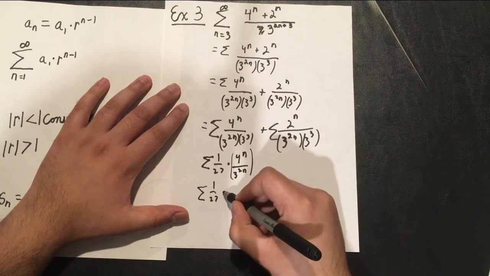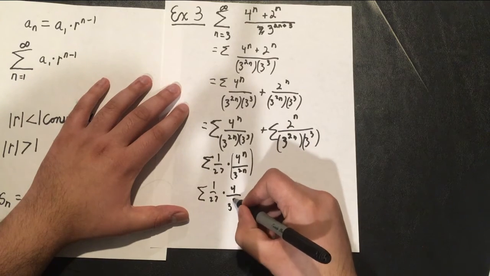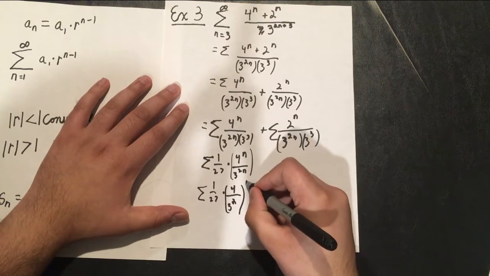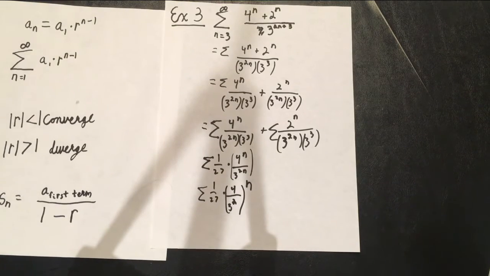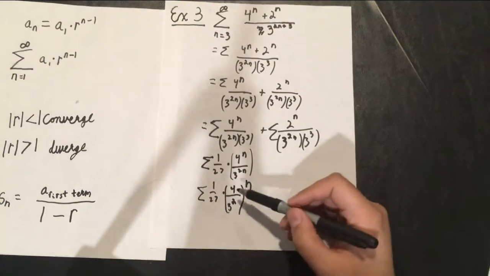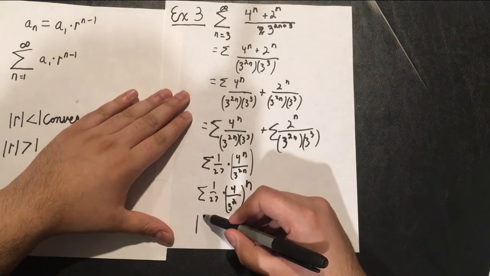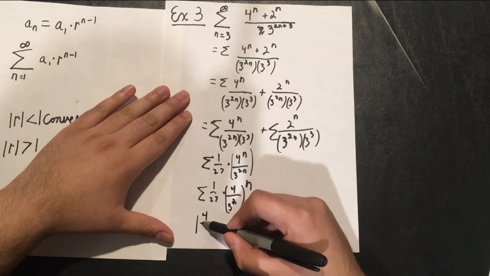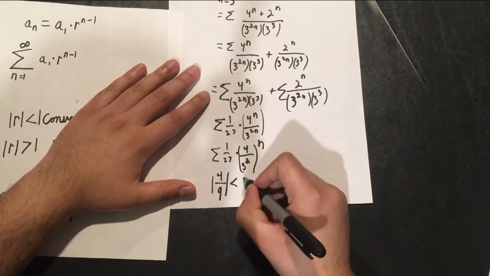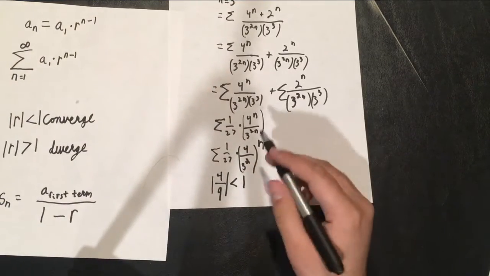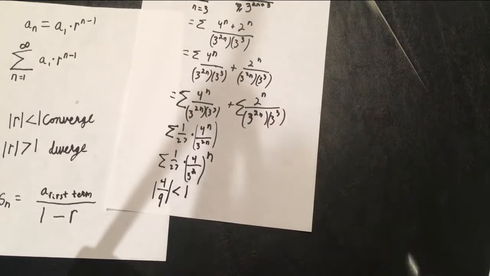1 over 27 times (4 over 3 to the second) to the n. Now, let's see whether this converges or diverges. Our common ratio is 4 over 3 to the second. The absolute value of 4 over 3 to the second happens to be less than 1, right? Because 4 over 3 to the second is the same as 4 over 9. Meaning this series converges.